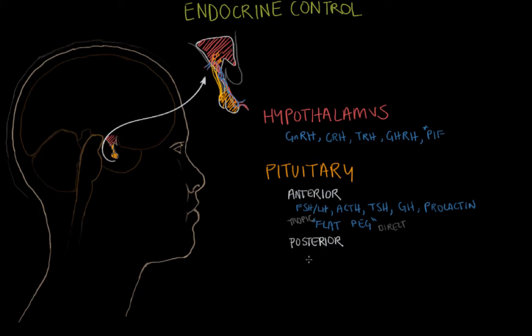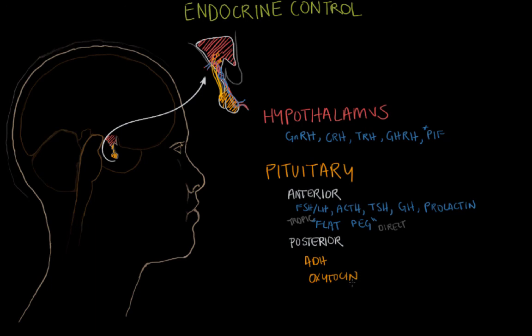And the two major hormones are ADH and oxytocin. And ADH is antidiuretic hormone, and it stimulates the collecting ducts in the kidneys to retain water, and oxytocin is a hormone involved in uterine contractions in women.